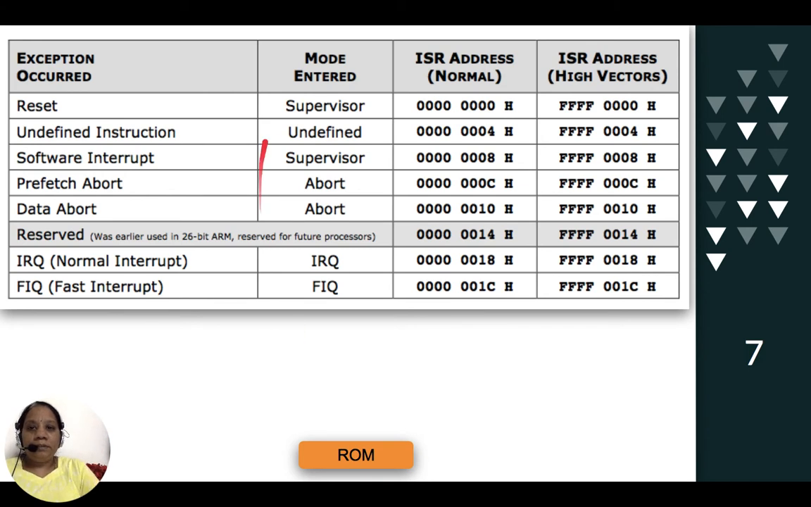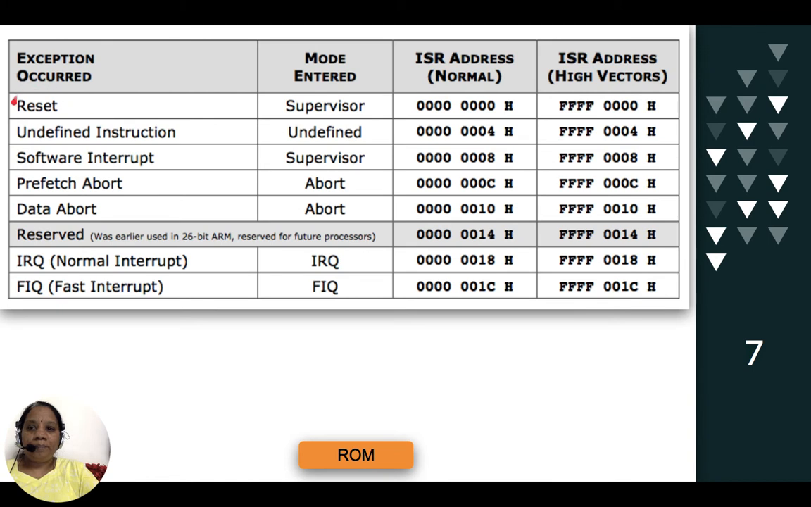So like that, you have the 7 interrupts: reset, undefined, software interrupt, prefetch abort, data abort, IRQ, and FIQ. All the 7 interrupts have their own vector address. This is a starting address for their vectors, the set of ISRs. Here in ARM, in 8051, we have seen that there is only one single vector address for every interrupt. But here we can see that there are two vector addresses for the same interrupt.